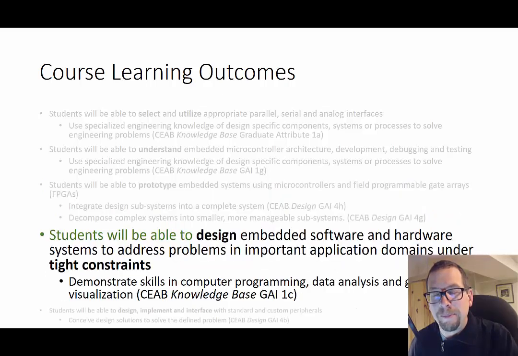Next, students will be able to design embedded software and hardware systems to address problems in important application domains under tight constraints. Again, this is an important aspect of engineering as well as embedded systems, and this ties into the knowledge base graduate attribute. In this case, the graduate attribute indicator demonstrates skills in computer programming, data analysis, and graphical visualization.